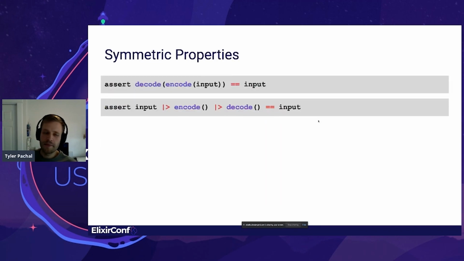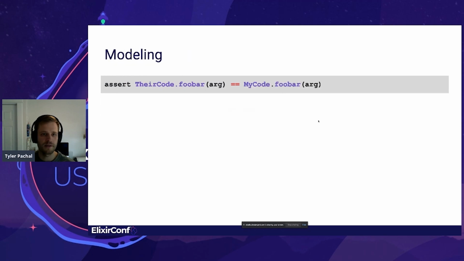There are other types of properties. I call those classic properties. And this is a different type called a symmetric property. Both of these code blocks are the same. It's just showing that we have some input, and when I encode it and decode it, I expect to get the input back. This is something you might do if you're writing a JSON encoder or decoder. You want to make sure that whatever you get in, you can go round trip and get it back. That's what a symmetric property is.